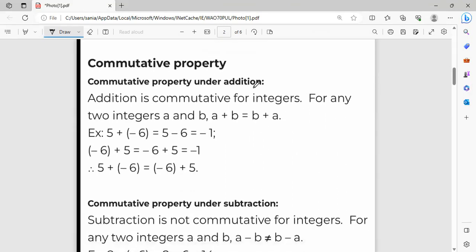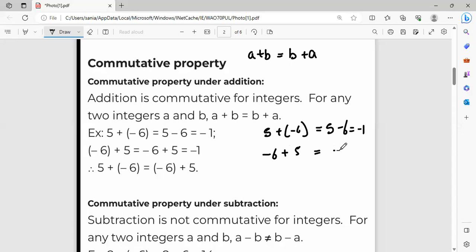Now, commutative property. Commutative property is basically again addition and all that. So over here, what you have to do, you have to make A plus B equal to B plus A. Clear? So for example, over here you got this 5 plus minus 6. So you have to make it equal to that. If you subtract it like this also, you are getting minus 1. So what you can do, you can write it like this as well. Both will be the same thing. This will also give you minus 1.